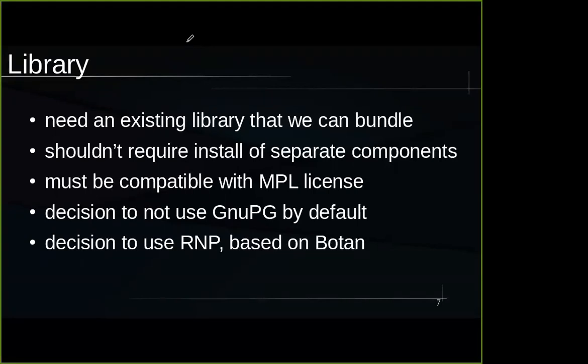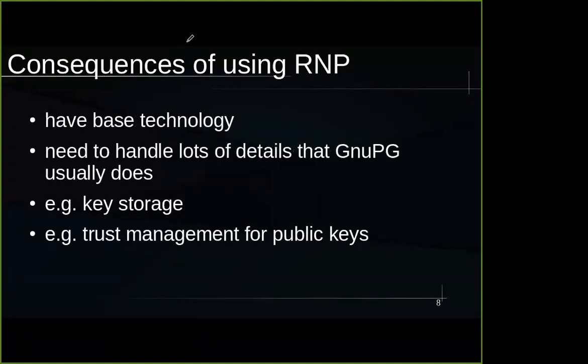So we started to see what we can get out of that. So what are the consequences of using RNP? RNP provides the base technology for handling OpenPGP messages and data structure. But GNU-PG has a very large set of functionality, and RNP in comparison is rather limited to the core of what you need for processing OpenPGP messages and creating them. Because we no longer can use GNU-PG, a lot of things we have to do ourselves.